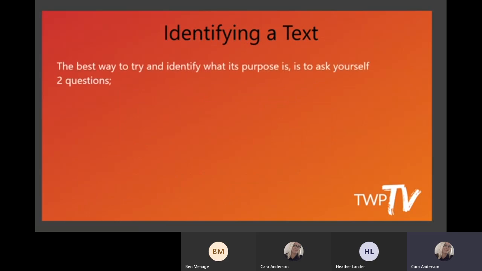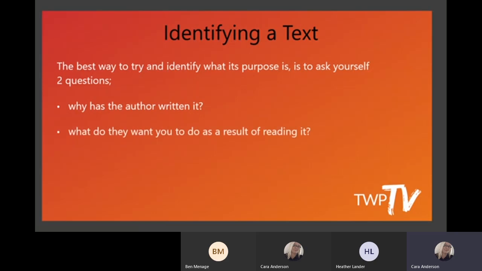Okay, so to identify the text, when you're reading through your 3 different bits of text, the best way to try and identify the purpose of that text is you need to ask yourself 2 questions. One is, why has that person written it? So why has that bit of text been written? What is the purpose of it? And what do they want you to do as a result of reading it? So what do they want you to go away and do?